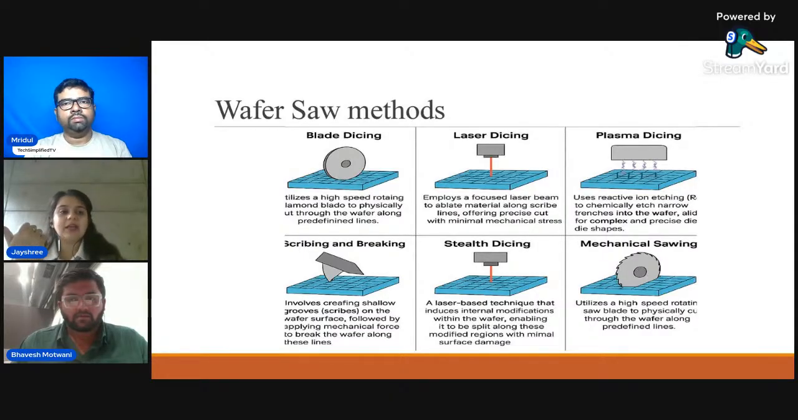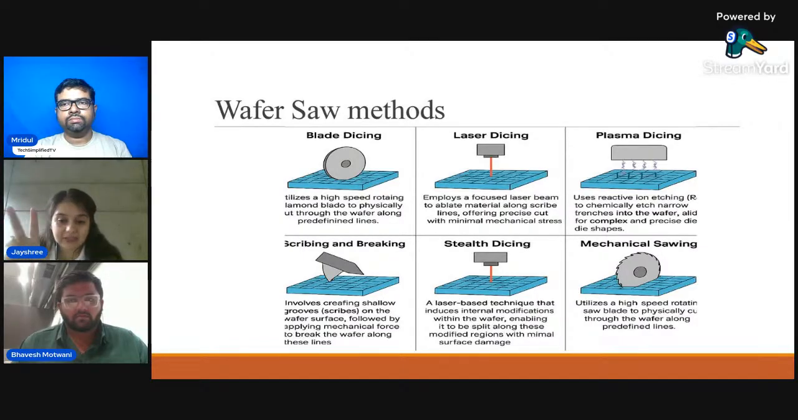Then stealth dicing, which is again a kind of laser dicing. Here we use a focused laser beam inside the wafer, creating a subsurface modified layer inside the wafer itself, and then the dies separate by applying stress. The pros are no surface damage, and it's ideal for MEMS and sensors. The con is that it's expensive equipment, as laser dicing was expensive. Again, the laser used in stealth dicing is also expensive.